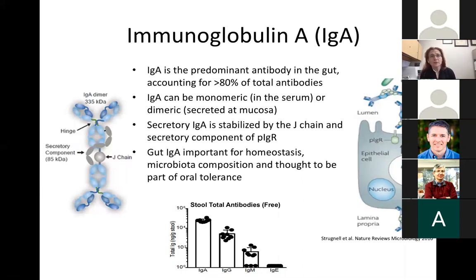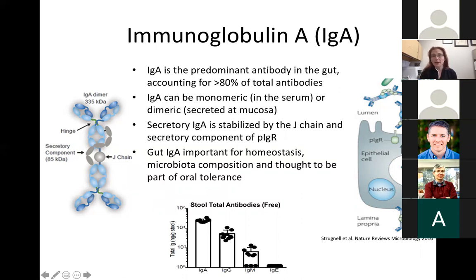So as I mentioned, it's a mucosal antibody. In the gut, it is the dominant antibody there. And actually, when you find it in the gut in secretions, it actually has a unique form where it's a dimer. And it has a particular component called the secretory component that helps it get out into the lumen of the gut. So this is the inside of your gut.